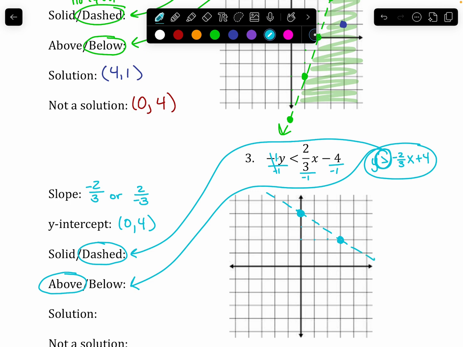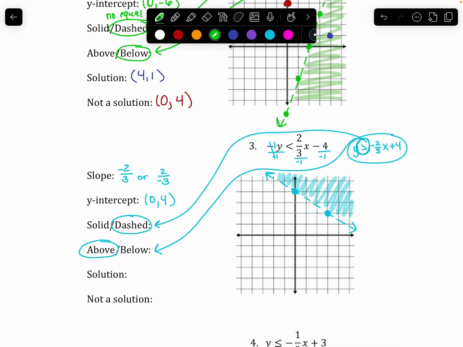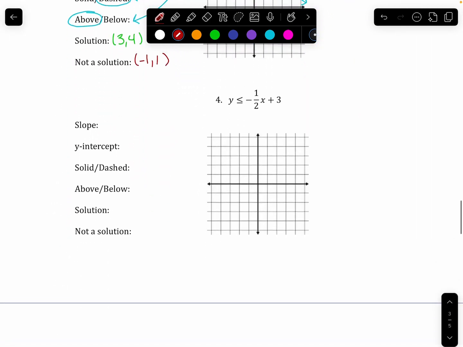All right. I need a dashed line. So here we go. There is my dashed line. And then I need to shade above. Ooh, I don't have very much space to do that. All right, something that is in the solution set is that coordinate right there, 1, 2, 3, 1, 2, 3, 4. So this is 3, 4. And then not a solution can be anything outside of the solution set. We're going to go there. That is negative 1, 1. Again, your coordinates for a solution and not a solution don't have to match mine, but they have to be on the same side of either the shaded for a solution or the non-shaded for a non-solution.